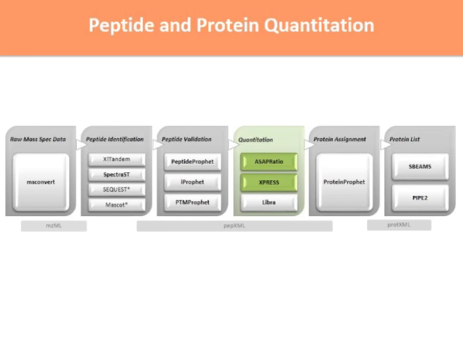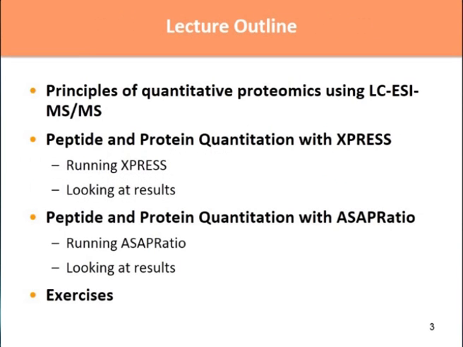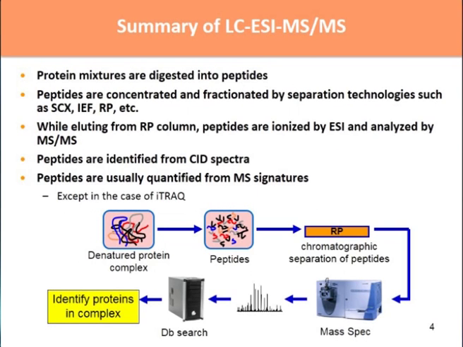This first lecture will be based on isotopically labeled samples. For isotopically labeled samples, we have two programs that I'll describe in the next few slides, XPRESS and ASAPRatio. The other program that I show here, Libra, is for a different type of labeling technique, and we'll talk about that in the next lecture. So for isotopically labeled samples, as opposed to isobarically labeled samples, we use these two pieces of software. Here's the lecture outline. We're going to talk about the principles of quantitative proteomics, and then about peptide and protein quantitation with XPRESS.